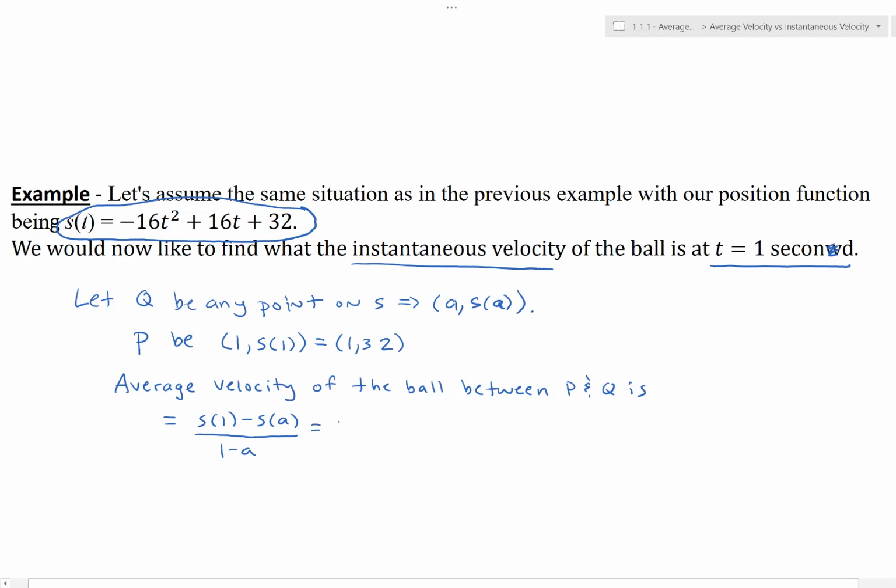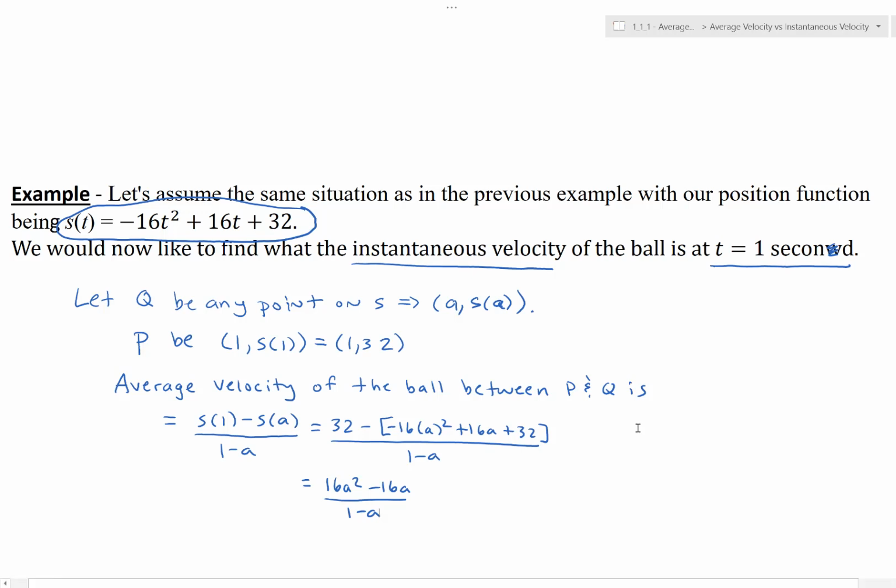Well, we could compute that. s of 1 was 32, minus the quantity s of a, which would be negative 16a squared plus 16a plus 32, all over 1 minus a, again feet per second. And if we cancel a couple of things out here, what we get is 16a squared minus 16a over 1 minus a. That's going to be the average rate of change, the average velocity, which is the slope of the secant line connecting the points 1 comma s of 1 to a comma s of a.